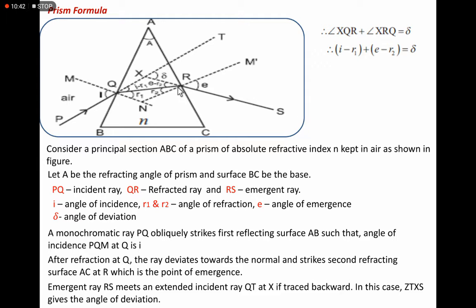Similarly we can explain for the emergence angle E. It is the opposite angle of XRN, like that, this is E minus R2. These two steps are important in the derivation of the prism formula, so we'll use them in the next slide.